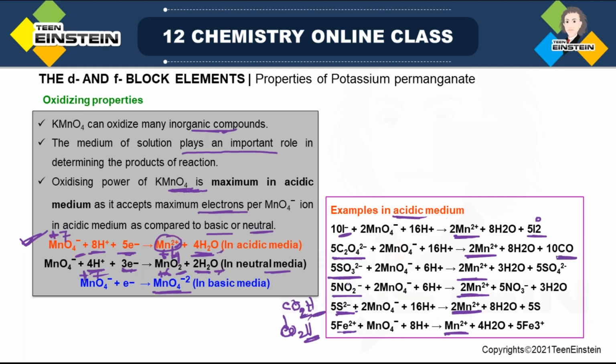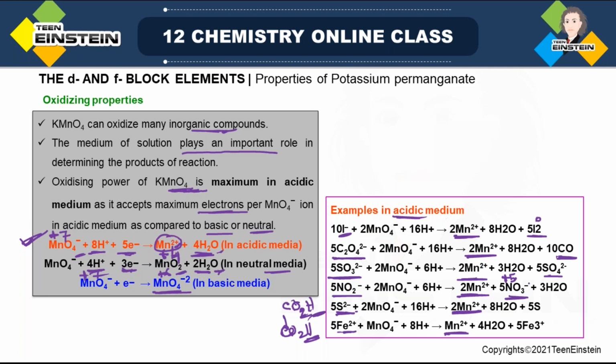Then SO3 2-, sulfite, is converted to sulfate. NO2-, nitrite, is converted to nitrate. In nitrate, the oxidation state of nitrogen is +5, but in NO2-, it is +3. That means from +3 to +5, it is loss of electrons. So it is oxidized by MnO4-.